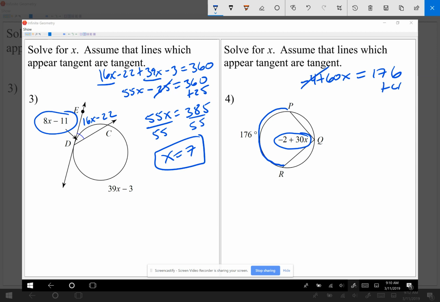Let me add 4 to both sides. 60x is equal to 180. Let me divide both sides by 60. X is equal to 3.